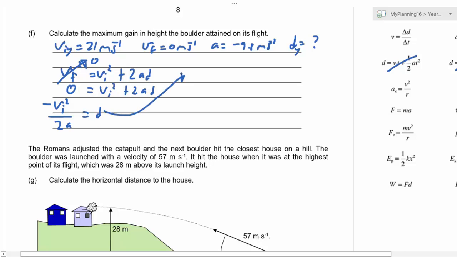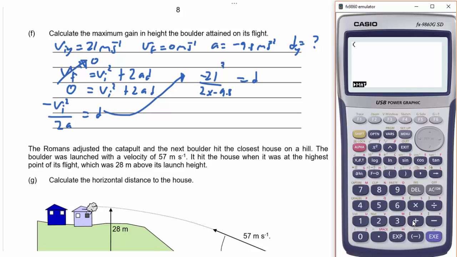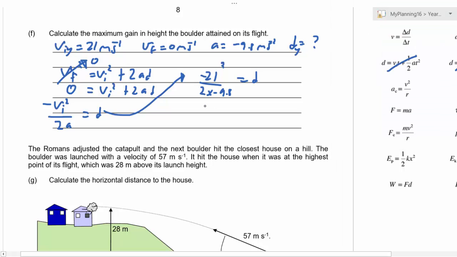So if I have a go at this, vi squared is 21 squared divided by 2 times minus 9.8, and there's a negative sign there, and that gives me d. So if I grab out my calculator, I go minus bracket 21 close bracket squared divided by 2 times minus 9.8. Either way, the minuses will cancel out, and I'll get a positive distance of 22.5. 22.5 meters equals the distance.